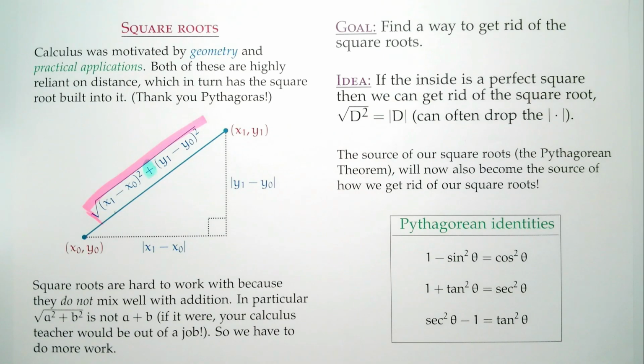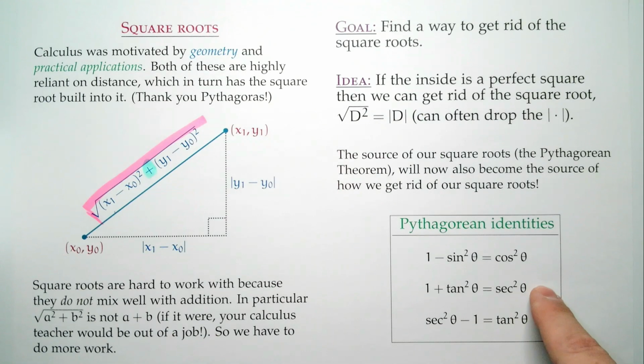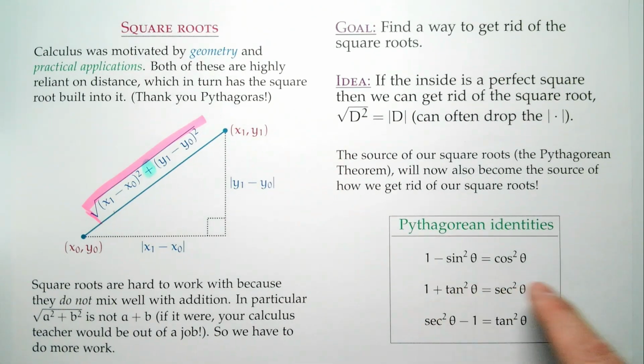Now here's the good news. The same place where our square roots are coming from, the Pythagorean Theorem, is going to be a way for us to get rid of square roots in some really nice cases. So we've written down some of the Pythagorean identities, and these are sometimes written in slightly different ways. Oftentimes we're thinking of sine squared plus cosine squared equals 1. But here we're rewriting it as 1 minus sine squared equals cosine squared. 1 plus tangent squared equals secant squared. But of course you can move the 1 across: secant squared minus 1 equals tangent squared.